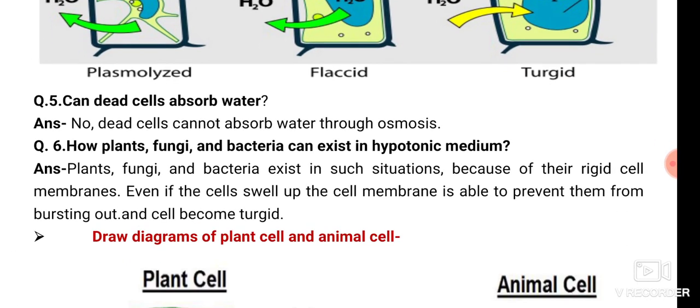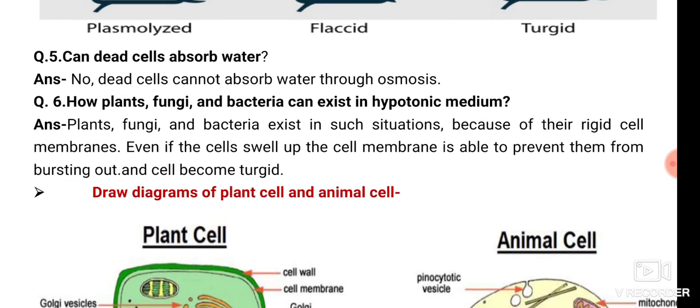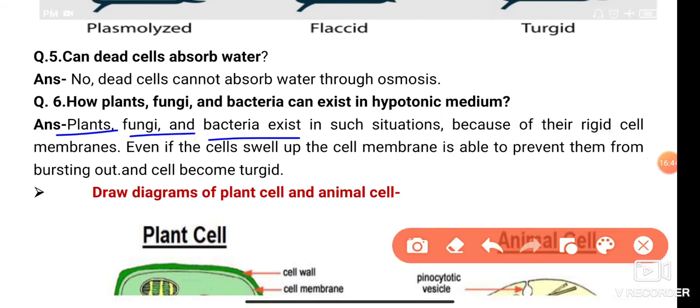Now the question is, can a dead cell absorb water? No. A dead cell cannot absorb water through osmosis because it has no cytoplasm, no concentration gradient, and no exchange takes place. How do plants, fungi and bacteria exist in a hypotonic medium? They exist in such situations because their rigid cell wall helps them become turgid, but they do not burst. They will not burst but become turgid, hard, as you see in this figure.